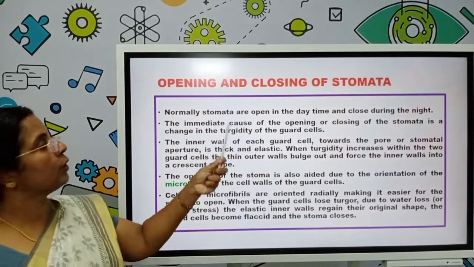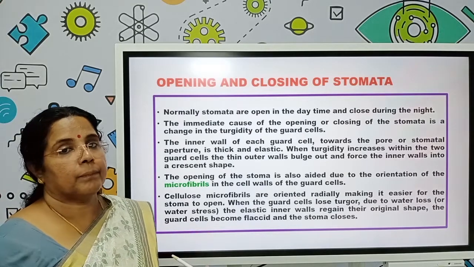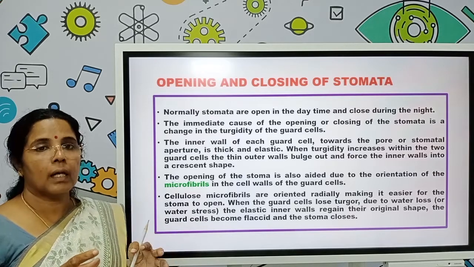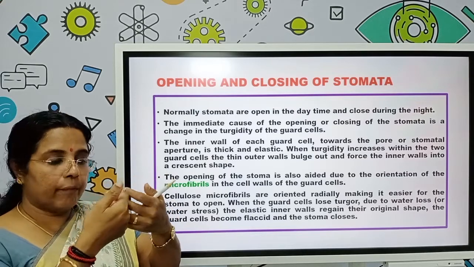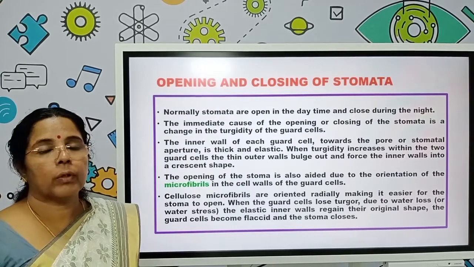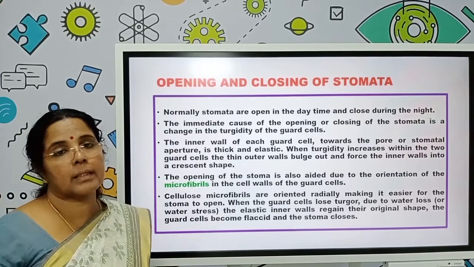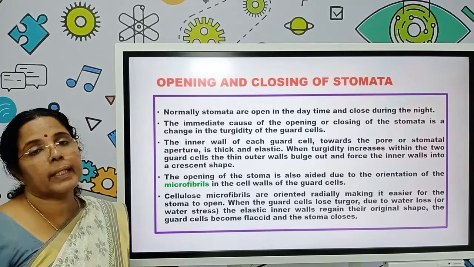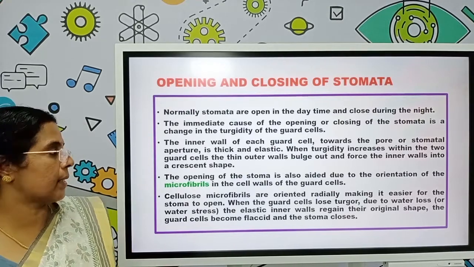Then, opening and closing of stomata, how does it occur? During daytime, water gets inside the guard cells. Then the guard cells swell up and pull away, and the stomatal pore opens. During night the amount of water inside the guard cells is less, and the guard cells become flaccid and the stomata closes. Potassium ions also help in the opening and closing of stomata, and also abscisic acid.